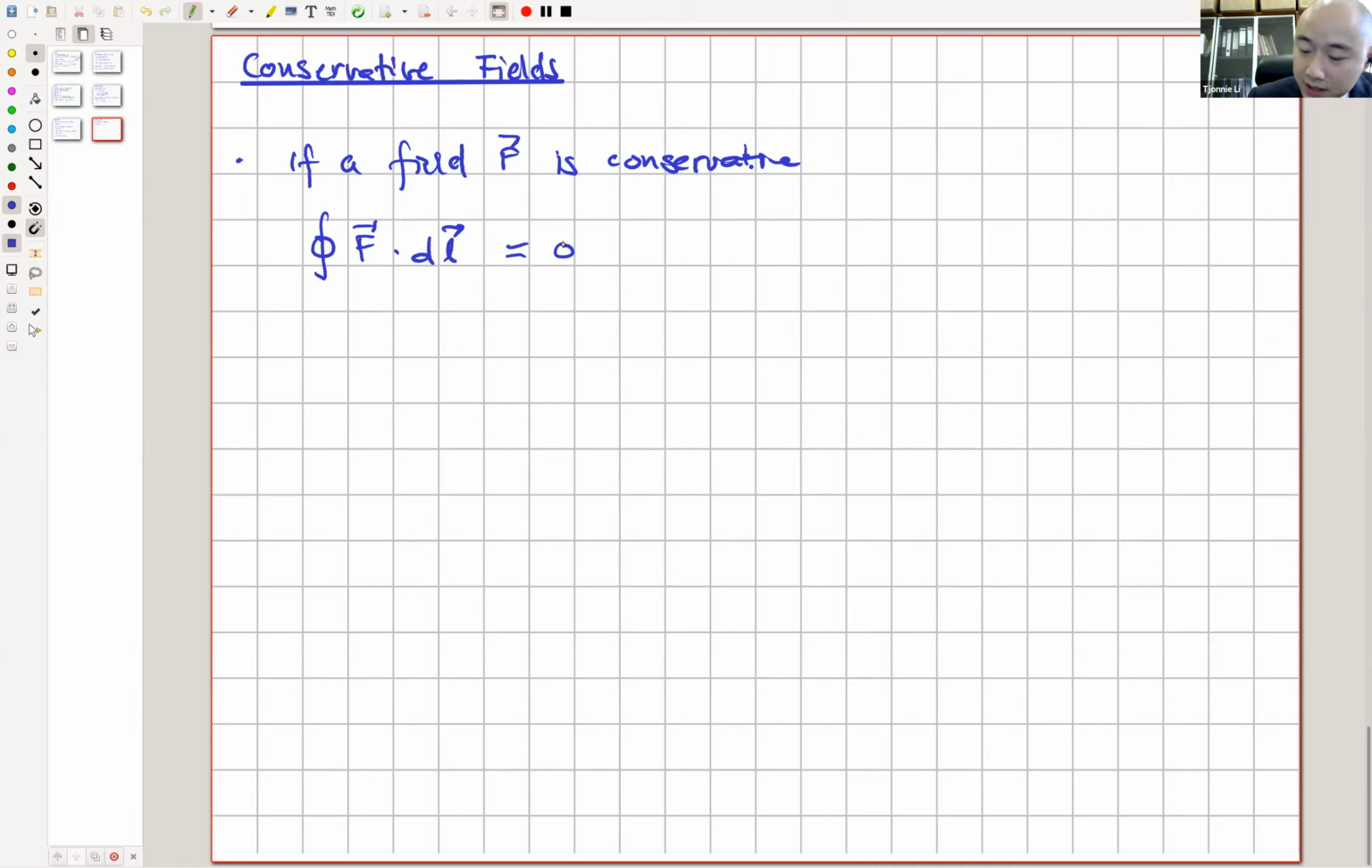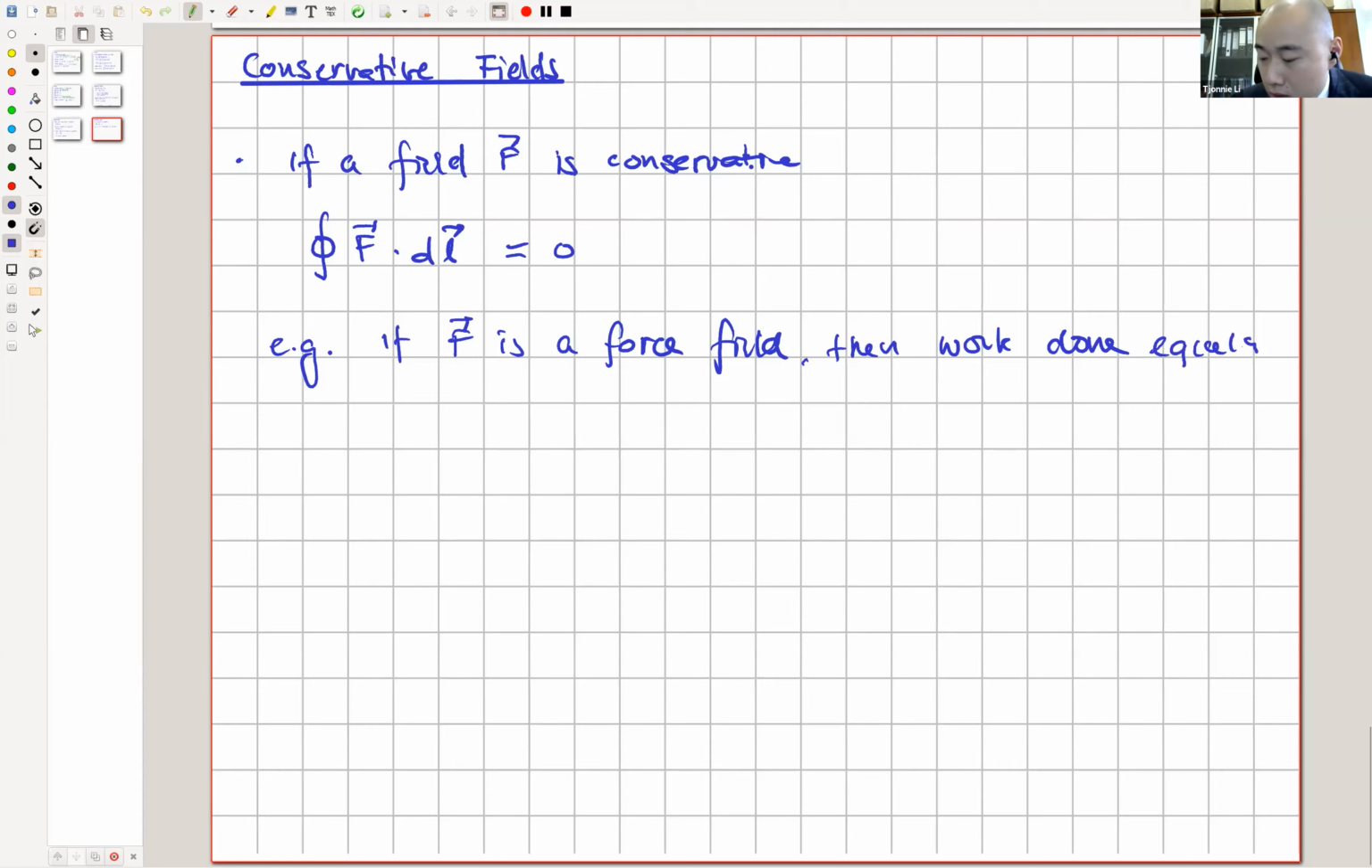Okay. Now, we've seen this before. For example, if F is a force field, so imagine F to be the gravitational force, for example, then the work done, which in this case is indeed F dotted with dl, integrating F over a particular path, equals 0. So that is what we call a conservative field.